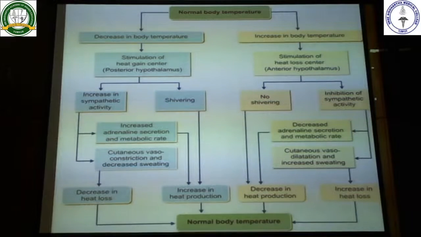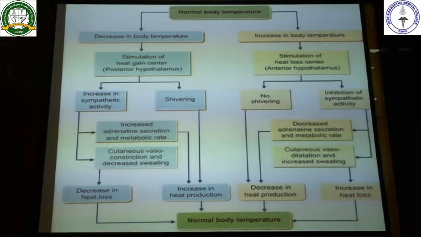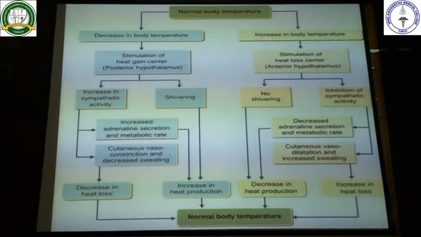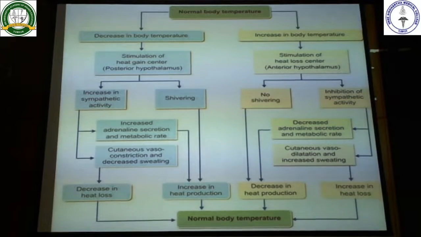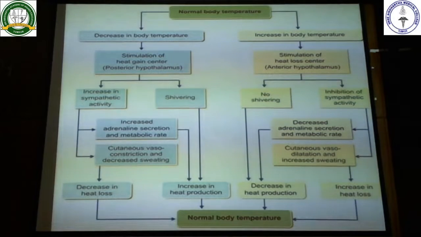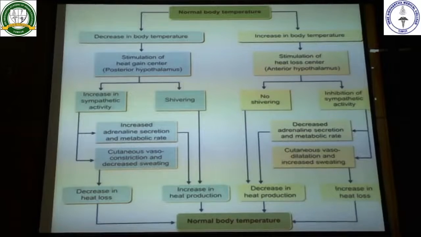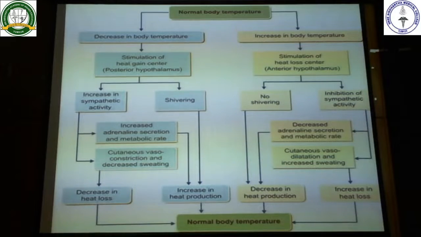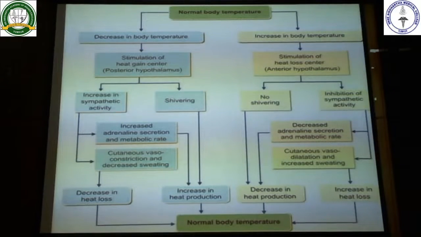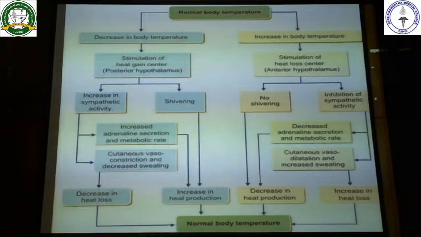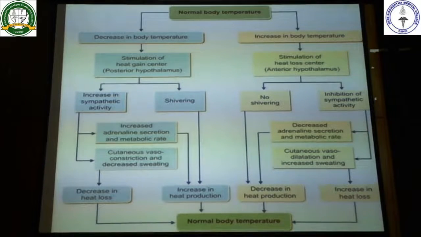On the yellow side, on the right hand side of the slide, you can see it is about heat loss center stimulation when there is an increase in the body temperature. As a result, two things are happening here. One is preventing the heat production by preventing the shivering, and the second thing is increasing the heat loss, by increasing the dilatation of the cutaneous blood vessels so more sweat is produced, and by decreasing the metabolic activities and the adrenaline action, so the heat production is reduced and brought back to the normal level. So this is about the temperature regulation.